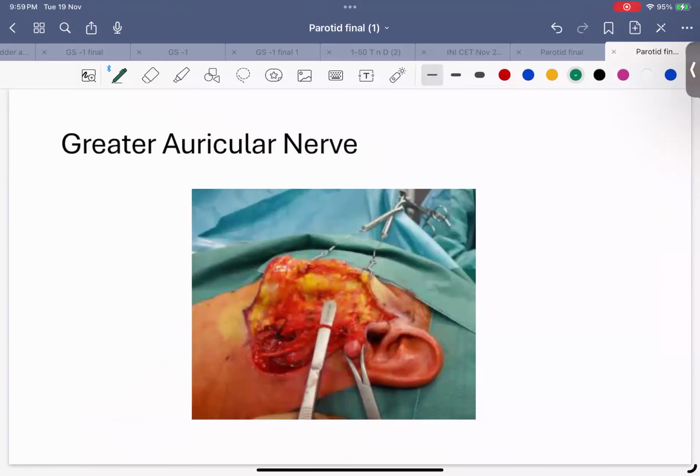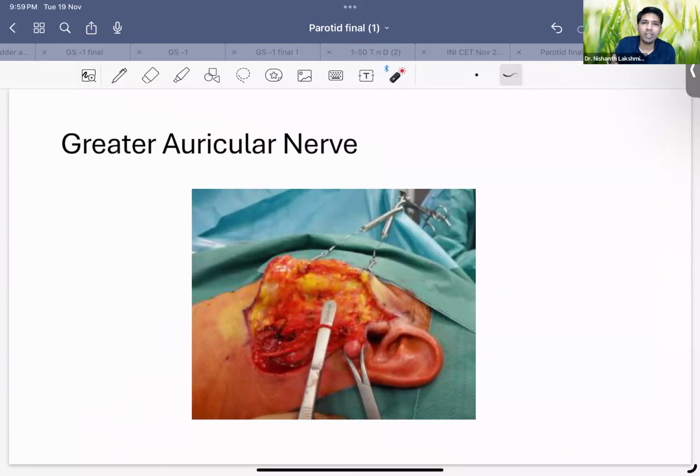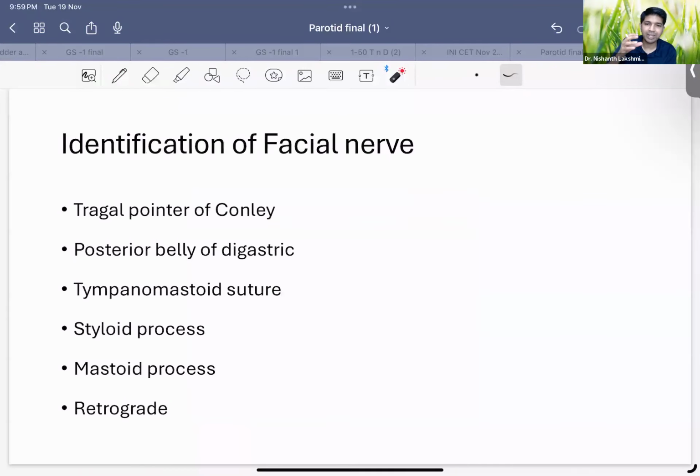You are right, it is the SMAS. Okay. So the greater auricular nerve, we already discussed. You will sacrifice the anterior branch and preserve the posterior branch of the greater auricular nerve in order to get access.